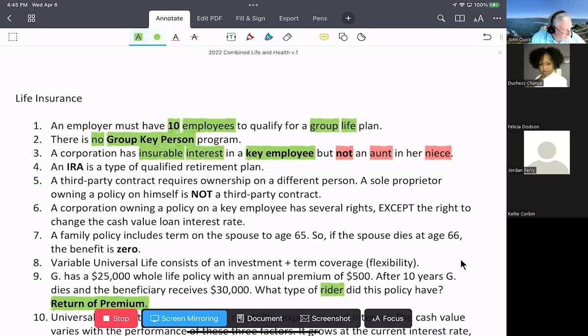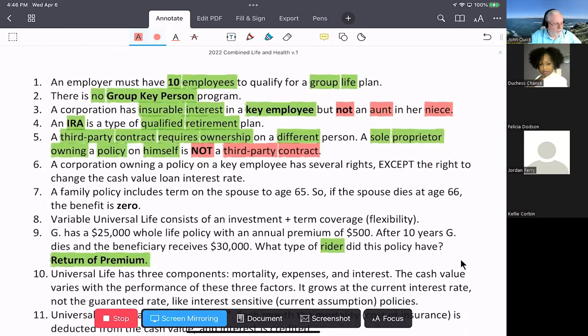An IRA is a qualified retirement plan. A third-party contract requires ownership on a different person. So you would buy insurance on your 7-year-old kid. That's a third-party contract. Now, a sole proprietor is just one person. So a sole proprietor owning a policy on themselves is not considered a third-party contract. Again, that must be some kind of crazy distractor. But no, a sole proprietor buying a policy on himself would not be a third-party contract.